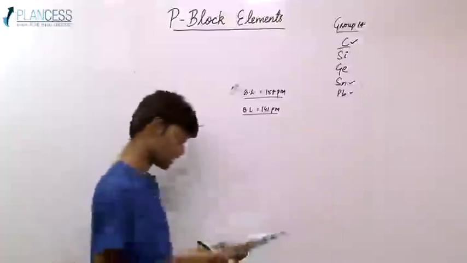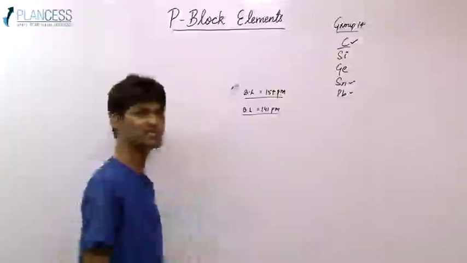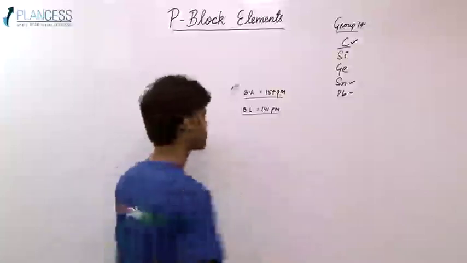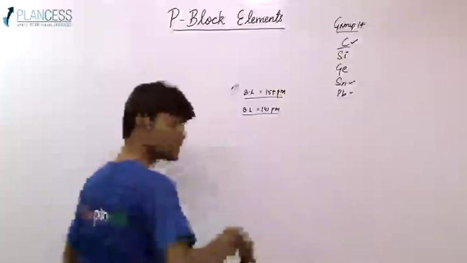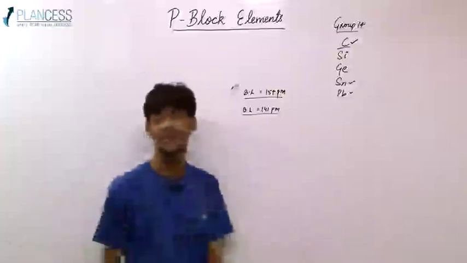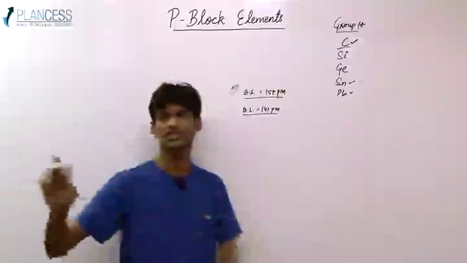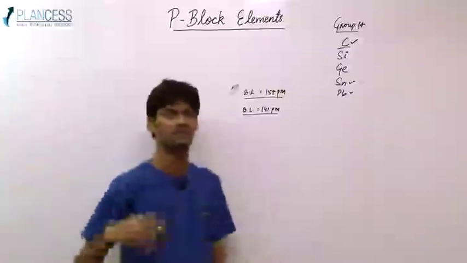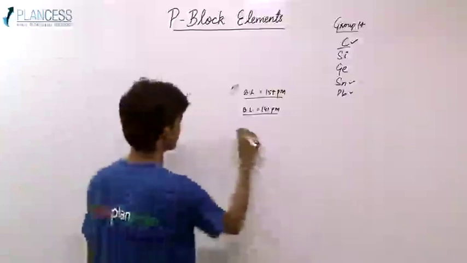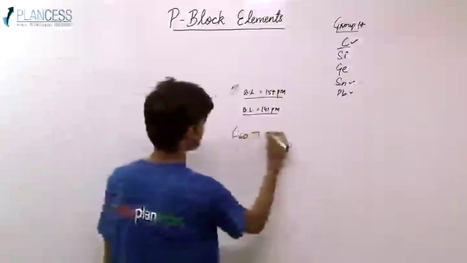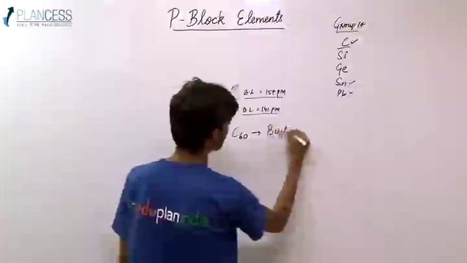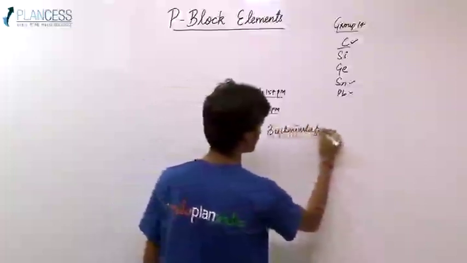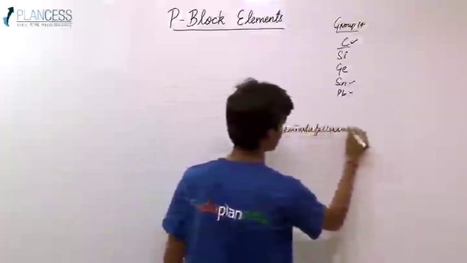The third and the last one is fullerene. Fullerene is obtained from graphite only. When graphite is heated in the presence of an electric arc, in an inert atmosphere of inert gases, then fullerene is produced. The C60 fullerene, which was very recently discovered, is known as Buckminsterfullerene, which has the shape of a soccer ball.